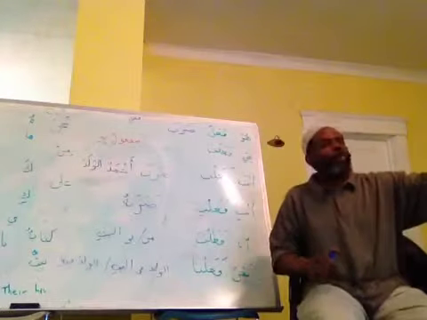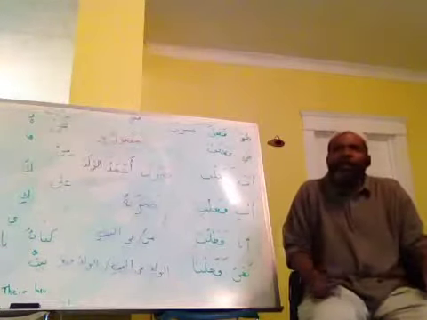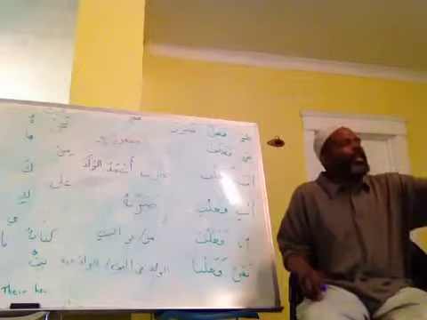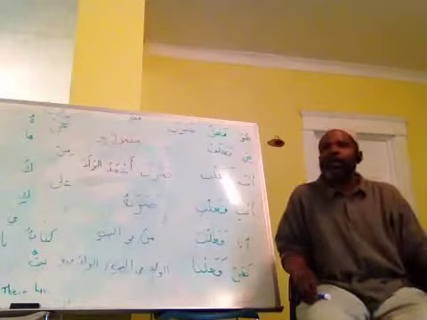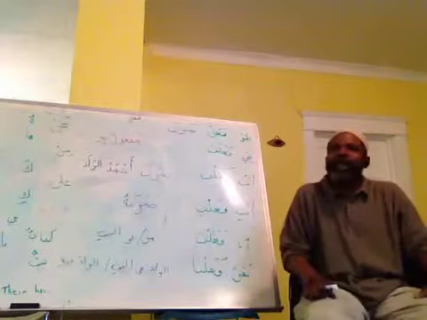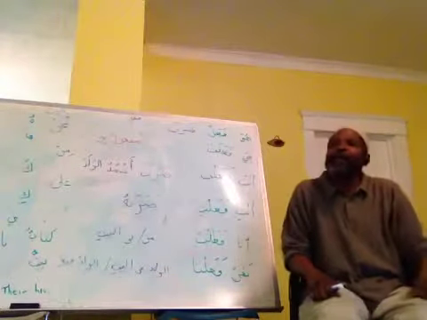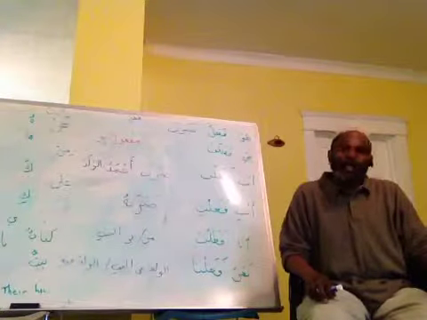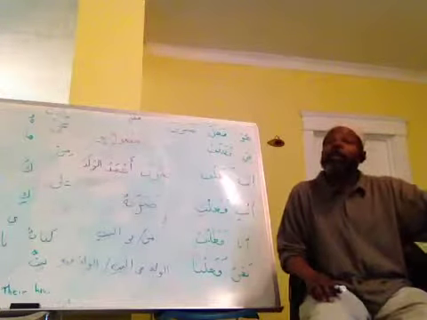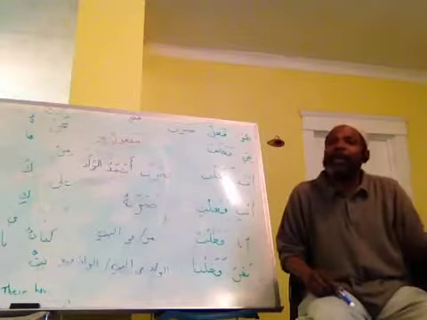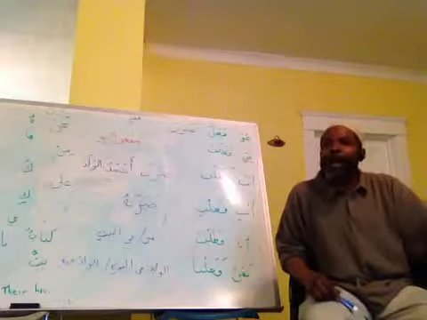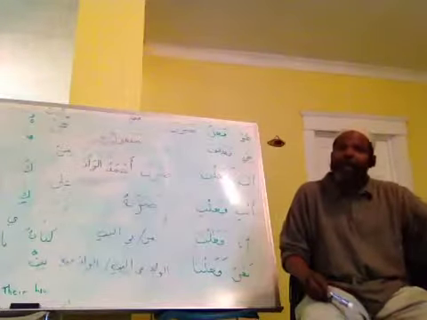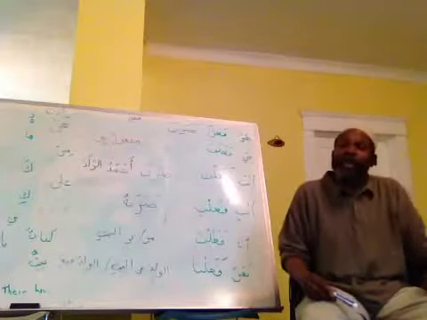For an example, we can say with our sister Halima, this is her pencil. That's a noun. هذا قلمها, this is her pencil. هذا قلم Halima. هذا قلمها. You see it? This is Halima's pen. This is her pen.